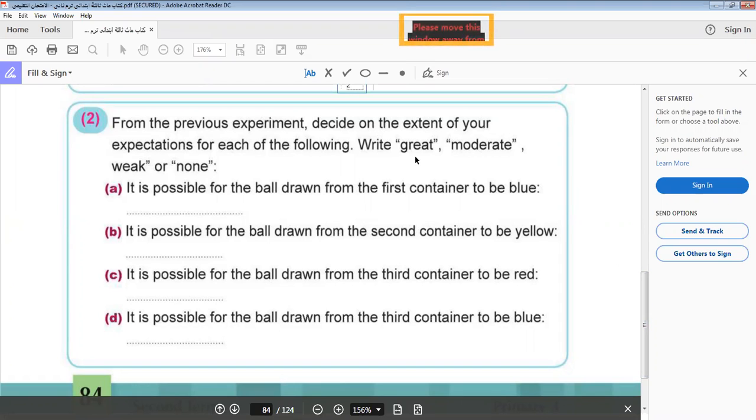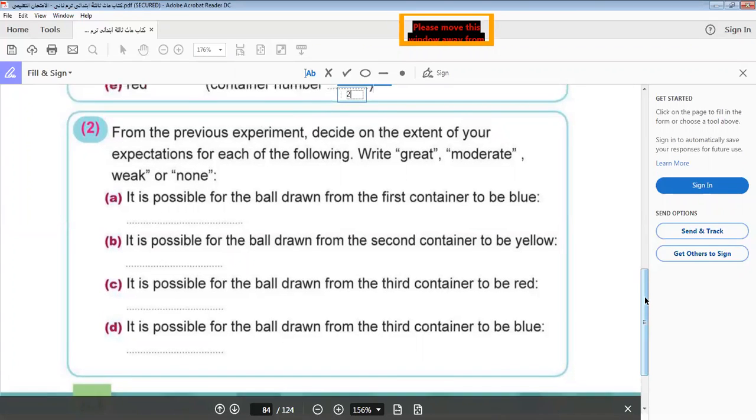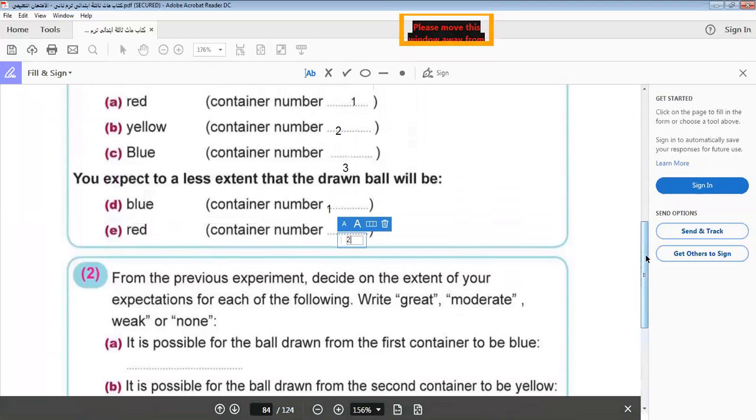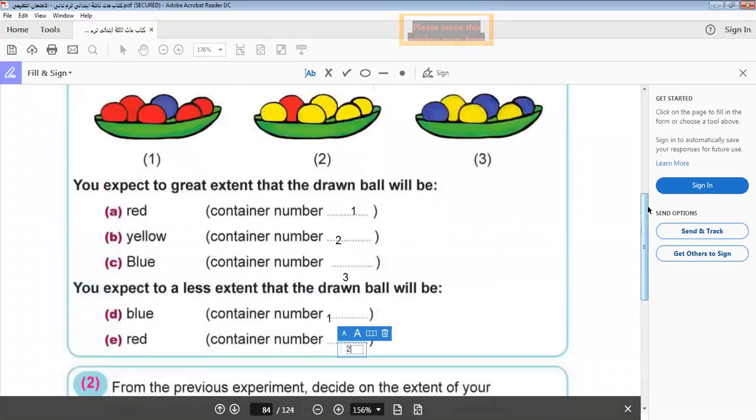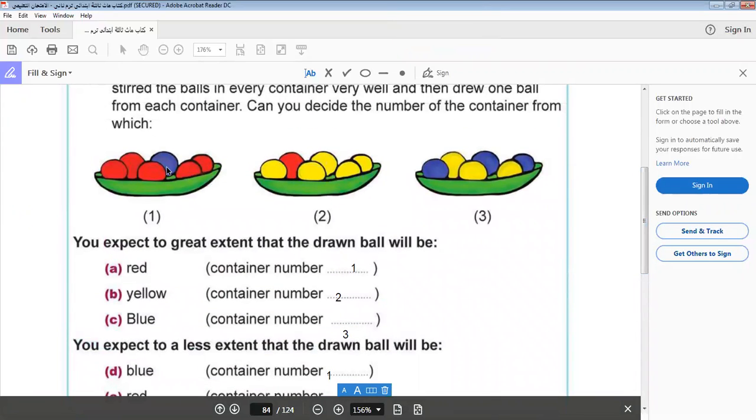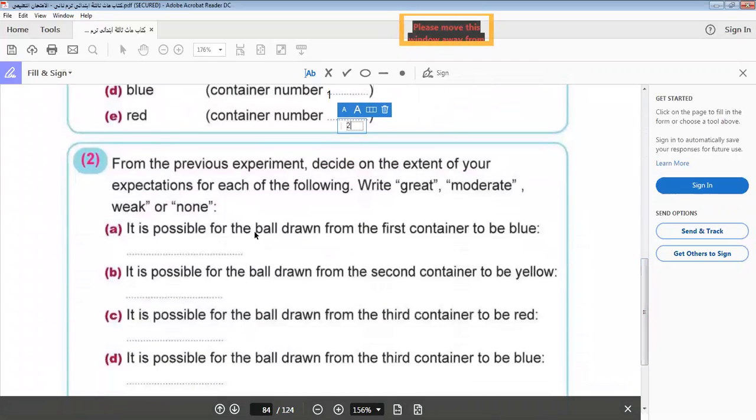Is it a great expectation or moderate? Moderate means even, 50-50. Weak or none? Look at the first container again. He talks about the blue. You have just one, it's very weak. You have 5 red. Weak, because you have just one blue. So here it is weak.